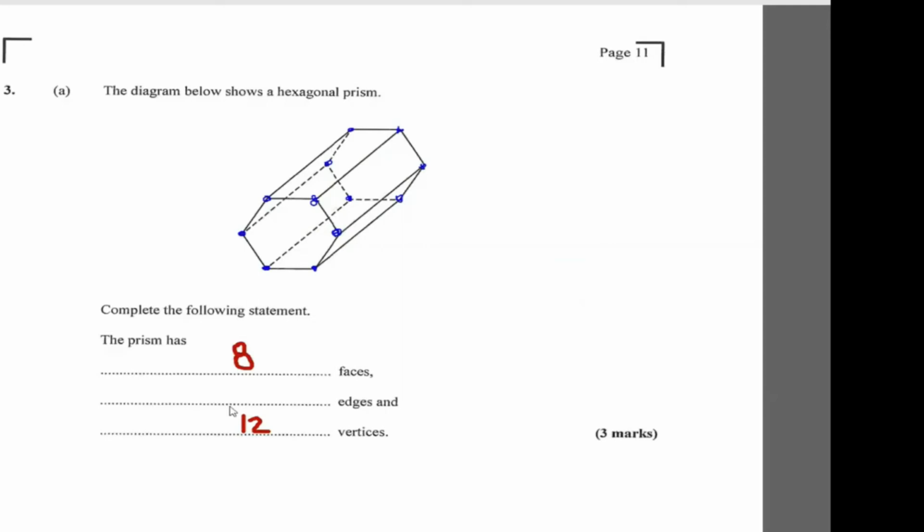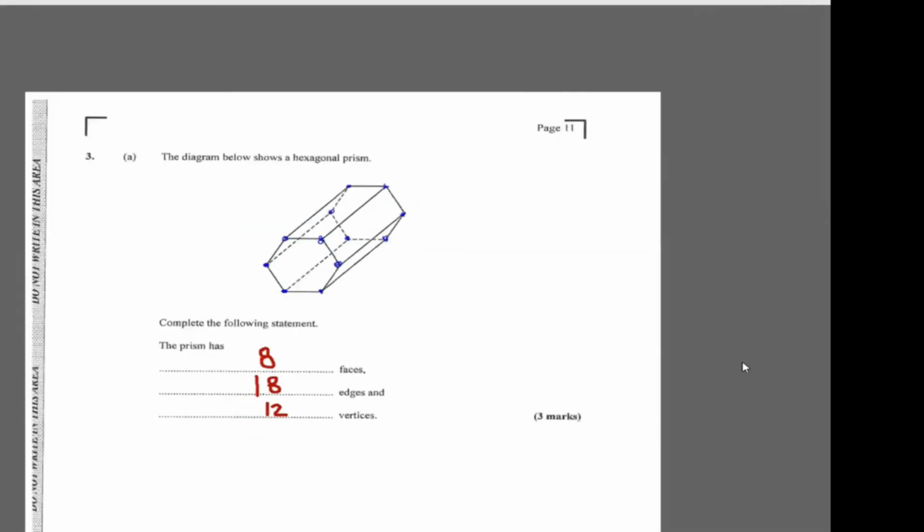All right. So we found that there were 18 edges, 12 vertices, 8 faces. Easy question, too easy.